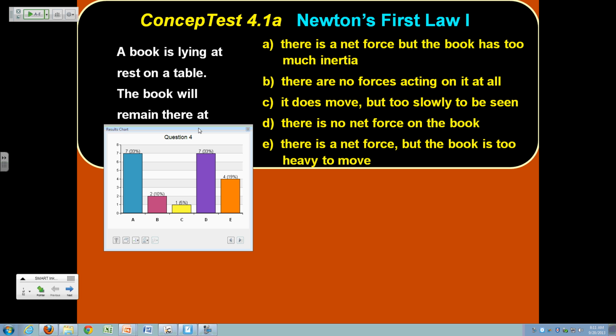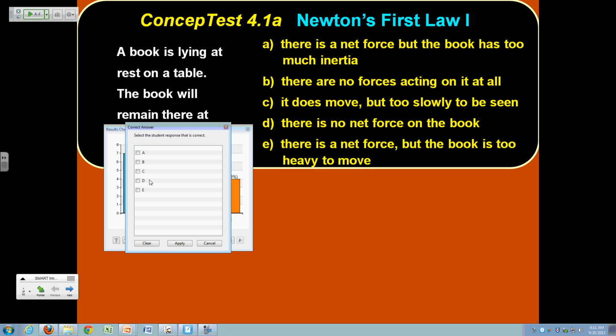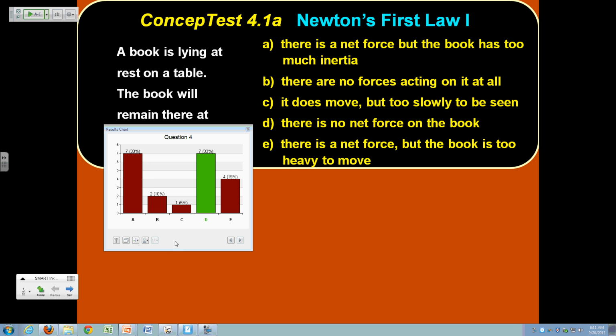It does move. That doesn't make sense. It's not moving. There is no net force on the book. D is the right answer. And E is not right because there is no net force. So D is the right answer.